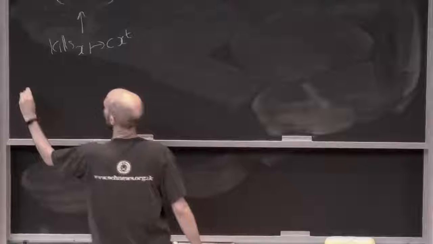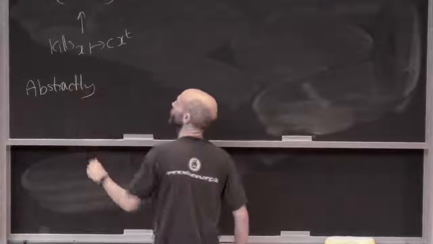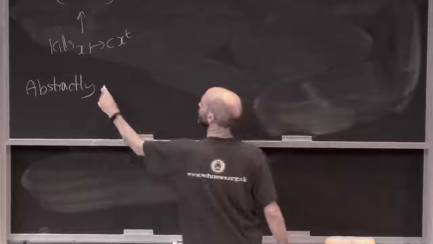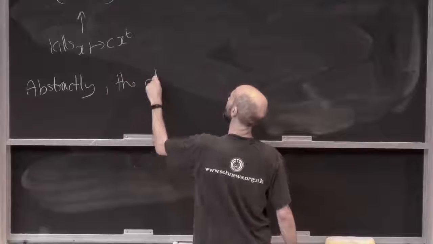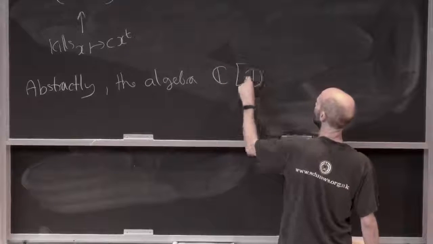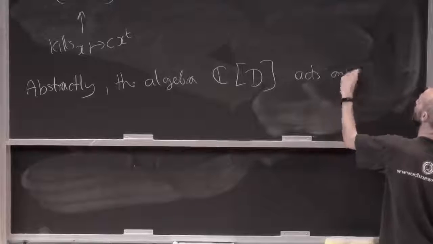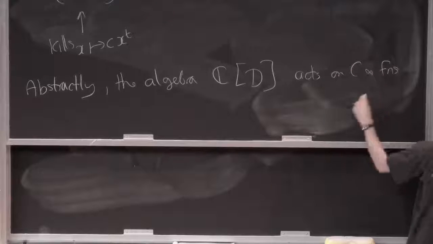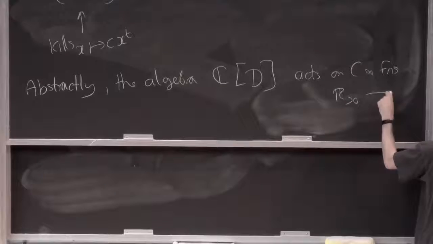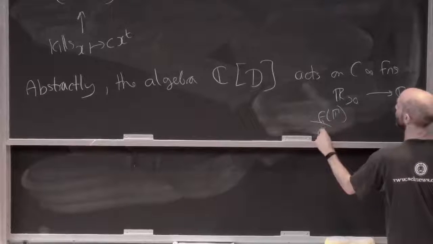So that's kind of interesting, right? Because now, just abstractly, we have a huge algebra of differential operators. The algebra C of D acts on the C infinity functions, on the C infinity functions from the positive reals to the complexes. Remember, this is G of R modulo G of Z or whatever.